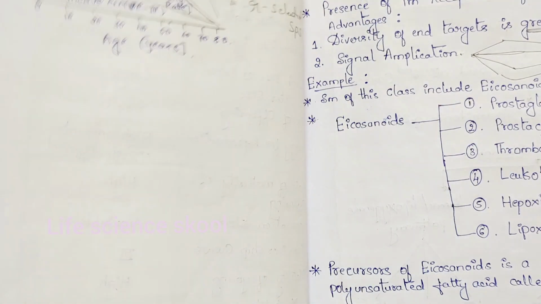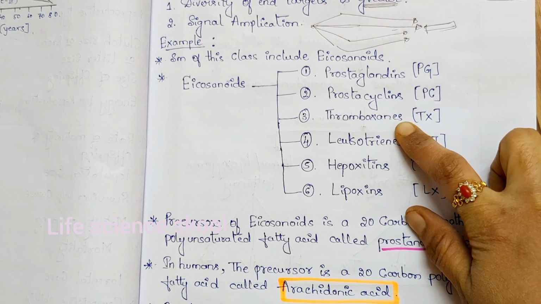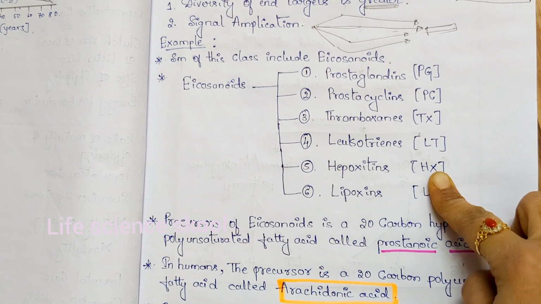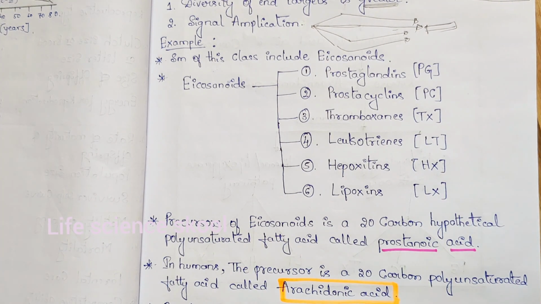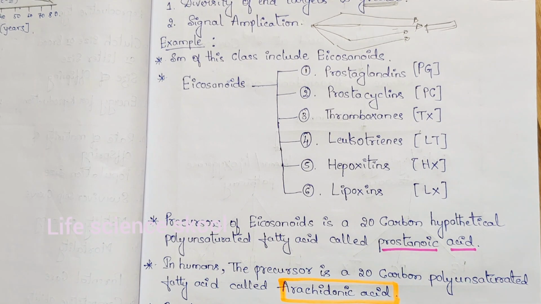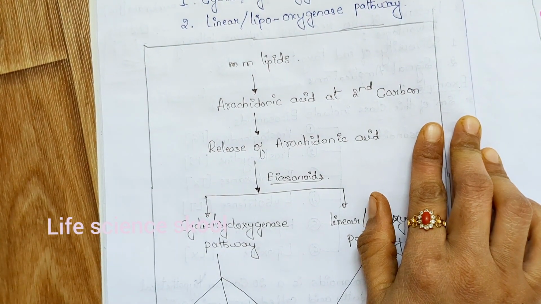Which are those eicosanoids? Eicosanoids are of different types: prostaglandins, prostacyclins, thromboxanes, leukotrienes, hepoxilins and lipoxins. These are derived from two pathways, the cyclooxygenase pathway and the lipoxygenase pathway. And how are these formed? They are formed from the arachidonic acid, which is cleaved by phospholipase A2, and this arachidonic acid is present in the plasma membrane, that is, the membrane lipids.